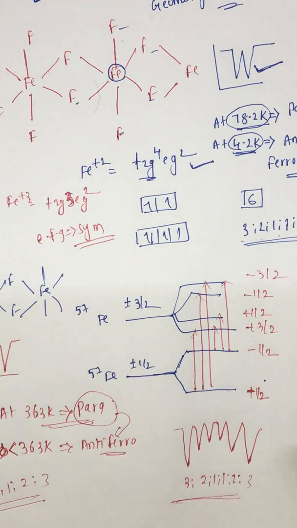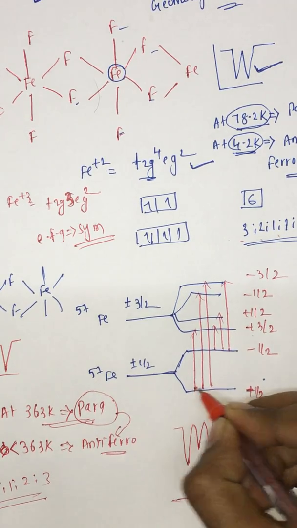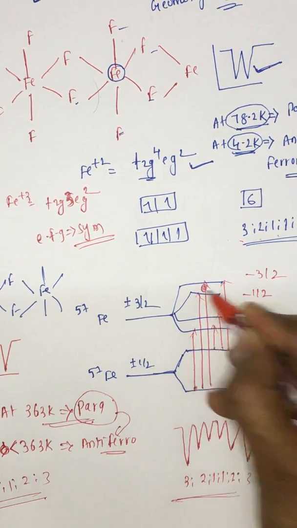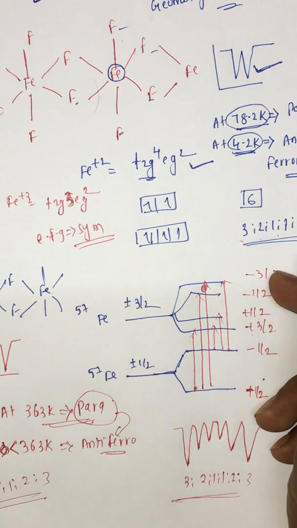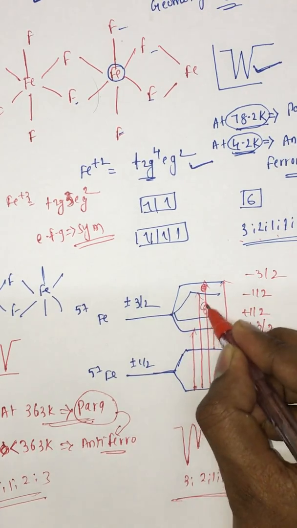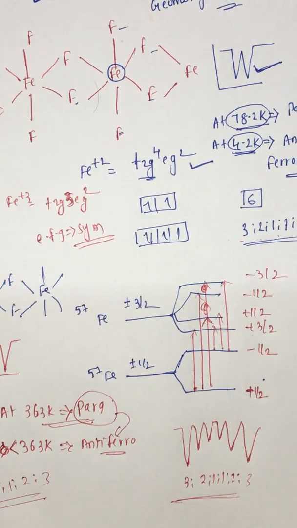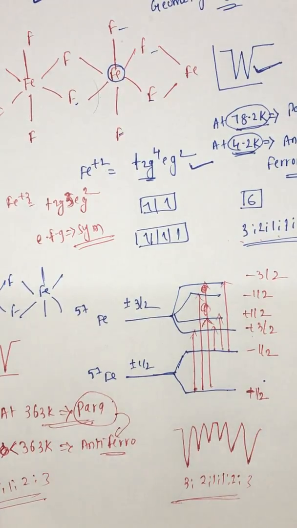I think in these transitions I have made a mistake. So this is allowed and this is not allowed. Plus 1/2 to minus 3/2 is not allowed. This is allowed. Okay. So total 6 transitions come here.